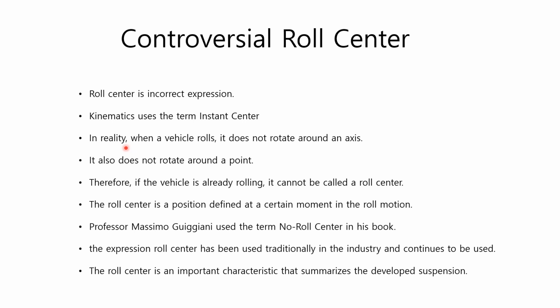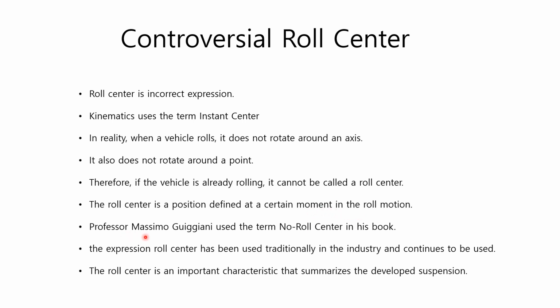In reality, when a vehicle rolls, it does not rotate around an axis. It also does not rotate around a point. Therefore, if the vehicle is already rolling, it cannot be called a roll center. The roll center is a position defined at a certain moment in the roll motion.